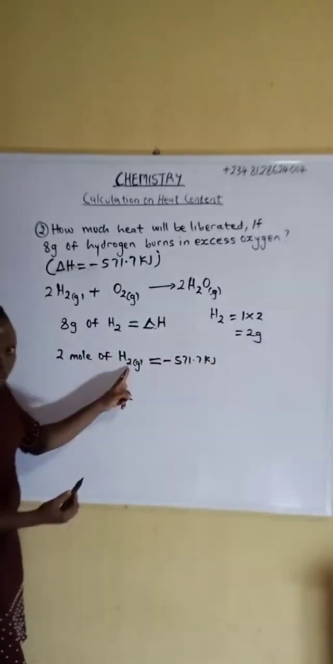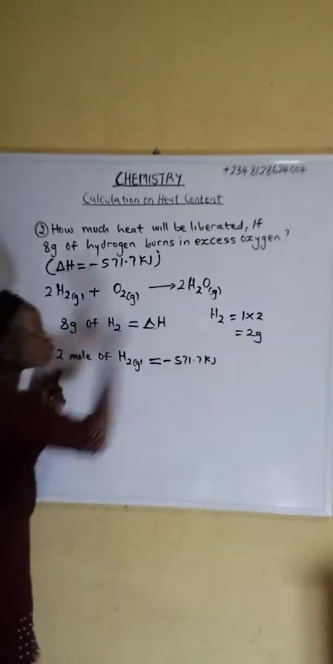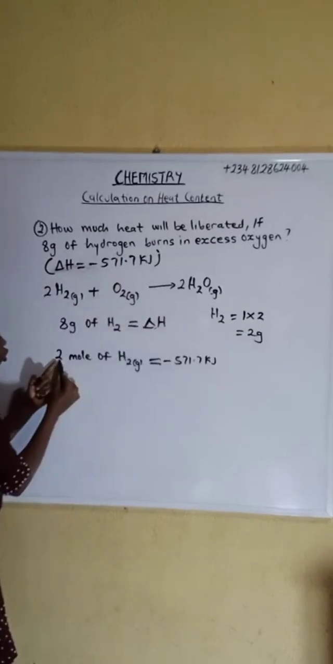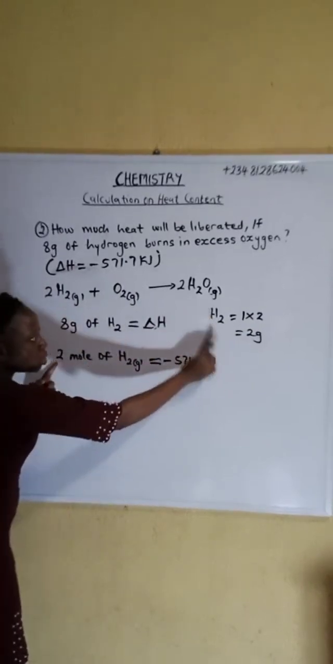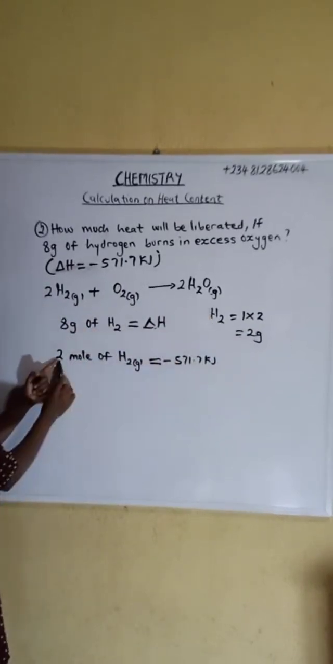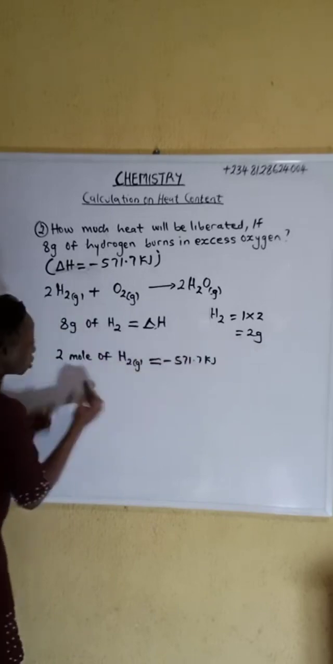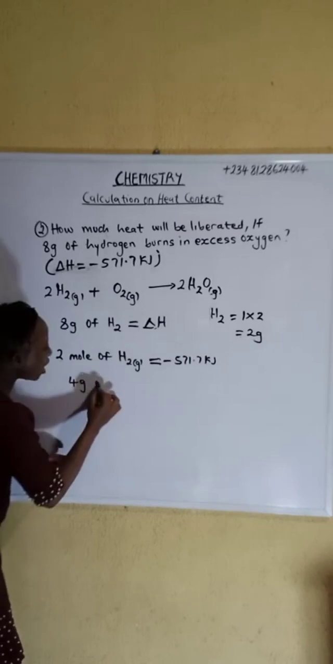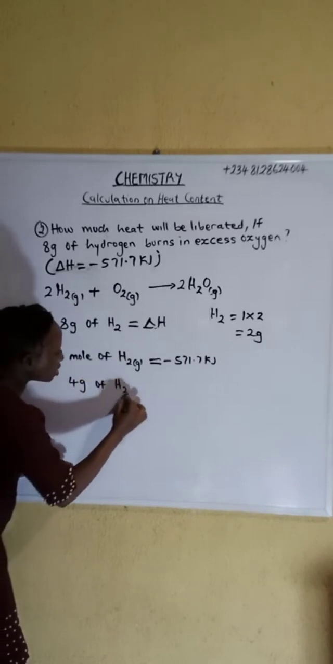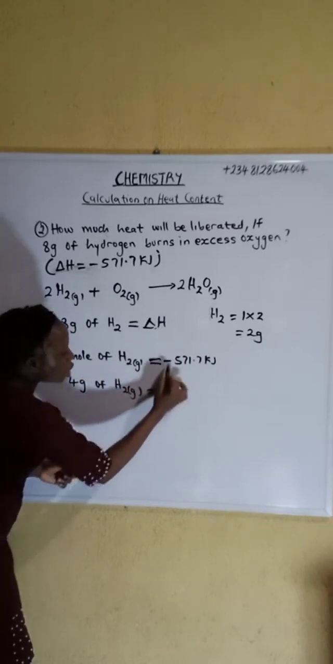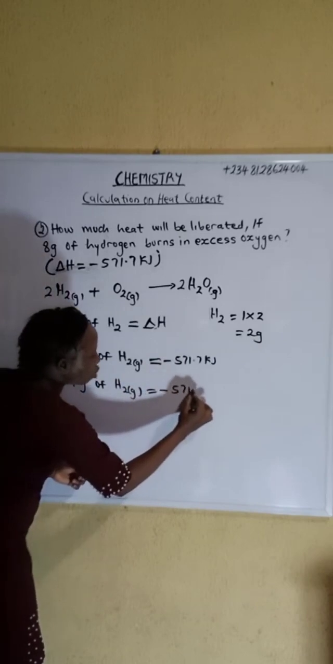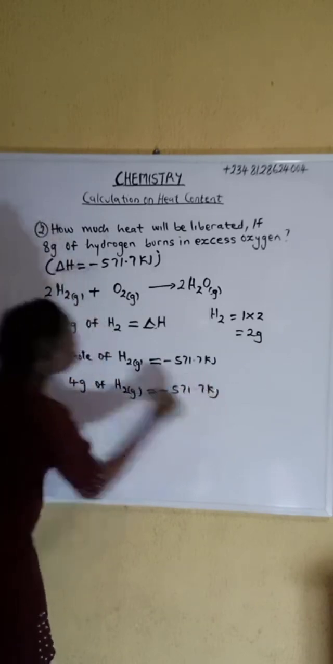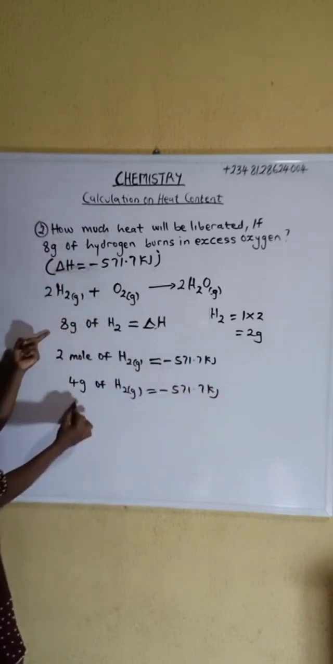Then 2 moles of hydrogen will give us what? That will be 2 times 2, because 1 mole equals 2 grams. So 2 moles will be 2 times 2 grams, which gives us 4 grams. So 4 grams of hydrogen gas is equal to minus 571.7 kilojoules.